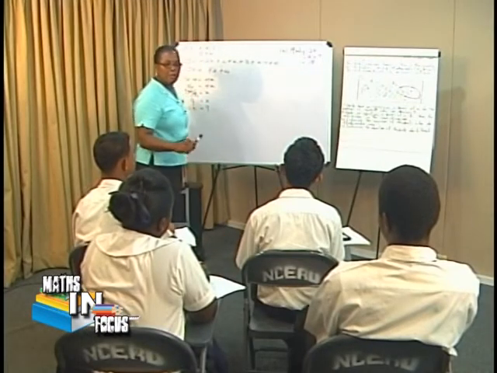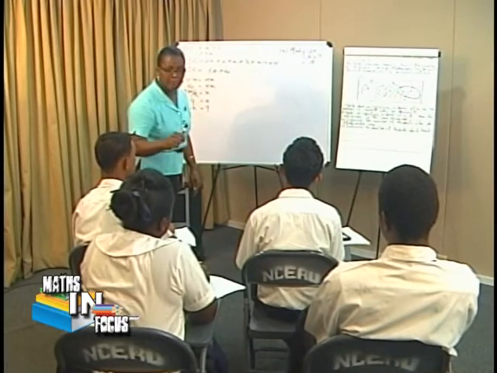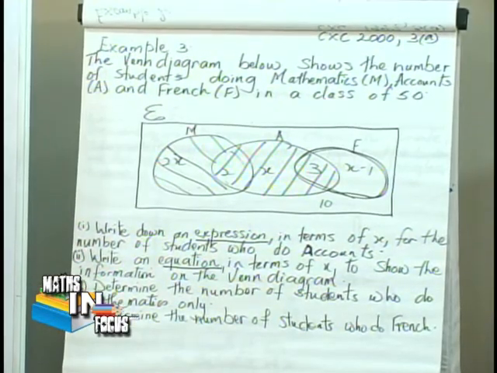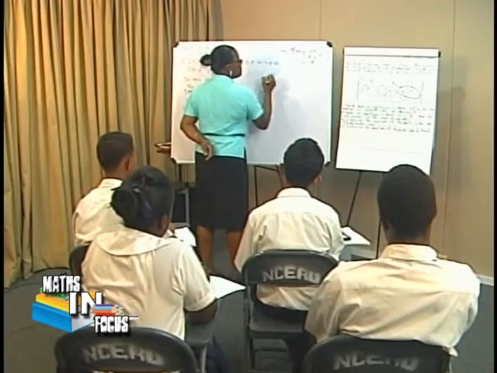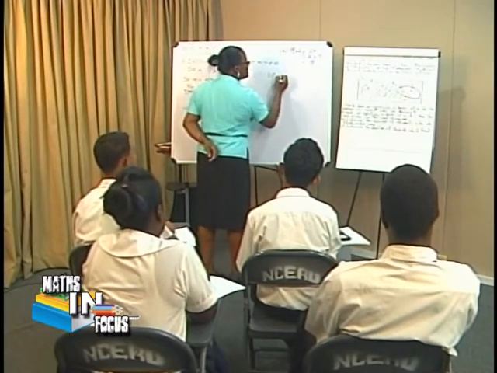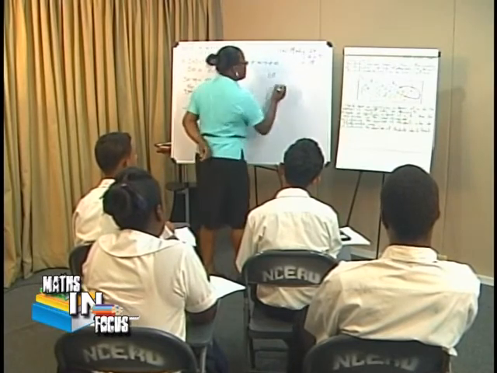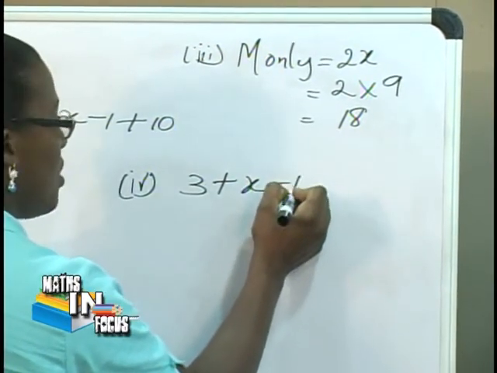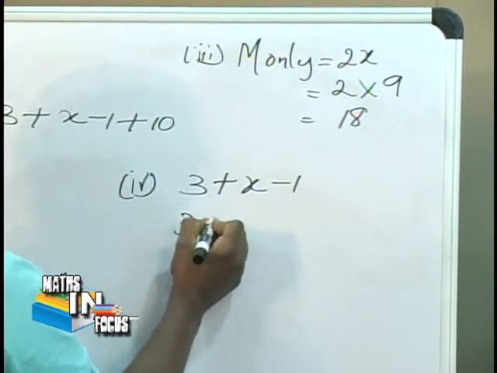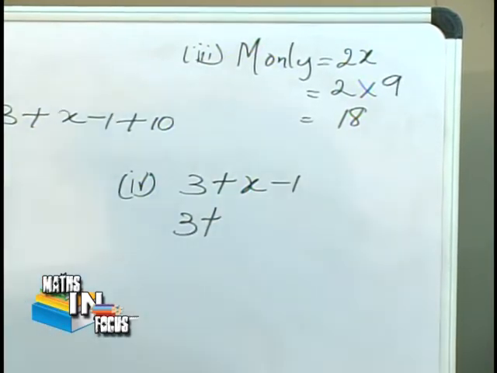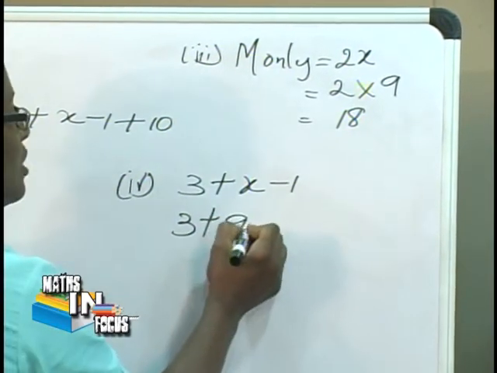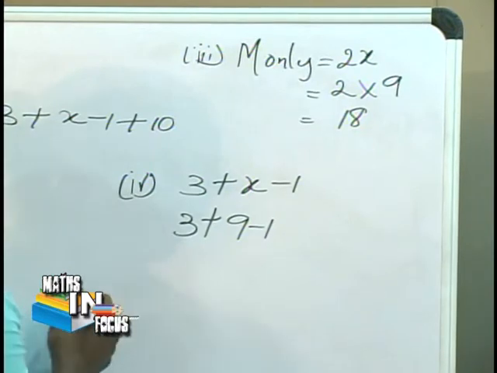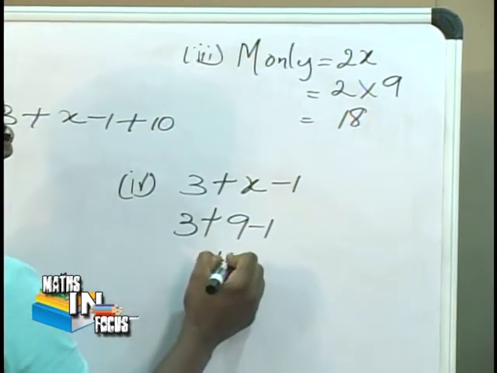So the first thing we're going to do is make an expression for French. So here we have 4. For French, tell me what to write. 3. Take 1. So we have 3 added to what? 9. And we take 1. And what would we have now? 11.